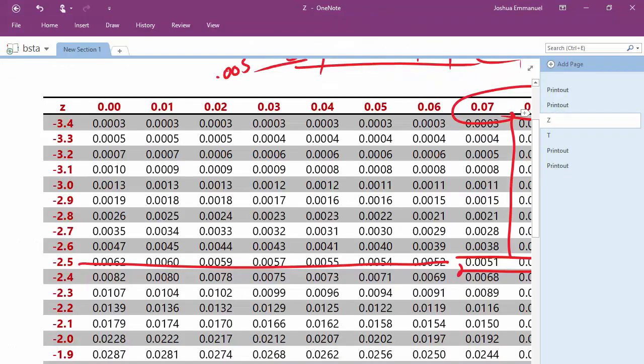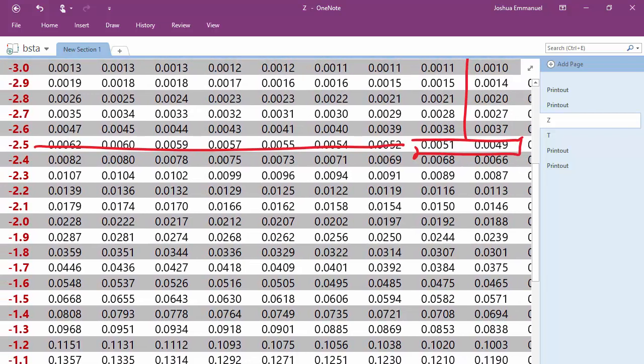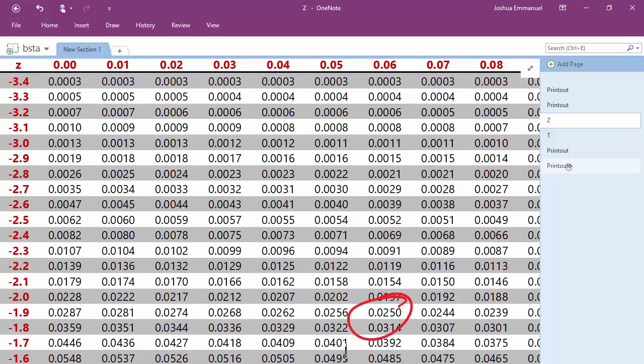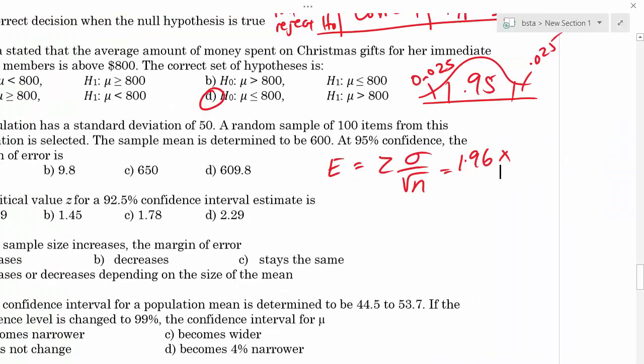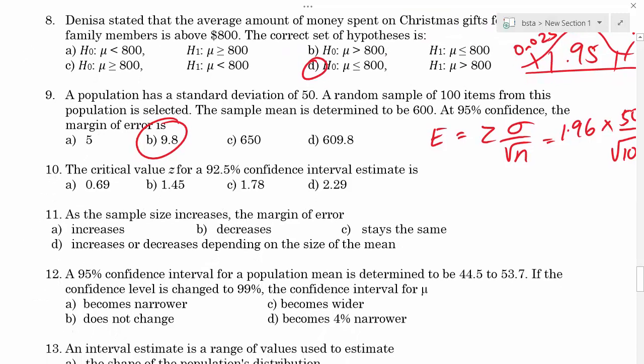So let's do that very quickly again. You go in here, you're looking for the closest to 0.025. It's going to be this guy over here. So you can see it's 1.96 there, negative 1.96, okay? So, going back here, you throw it in there. Sigma is the standard deviation. It is 50 over square root of 100, and the answer is 9.8.